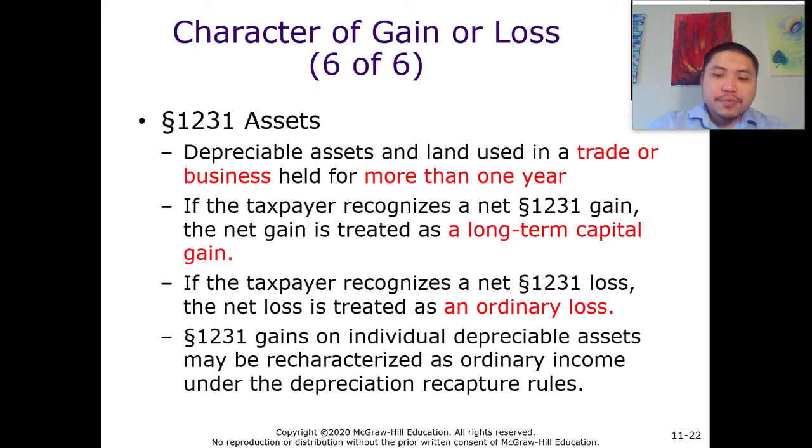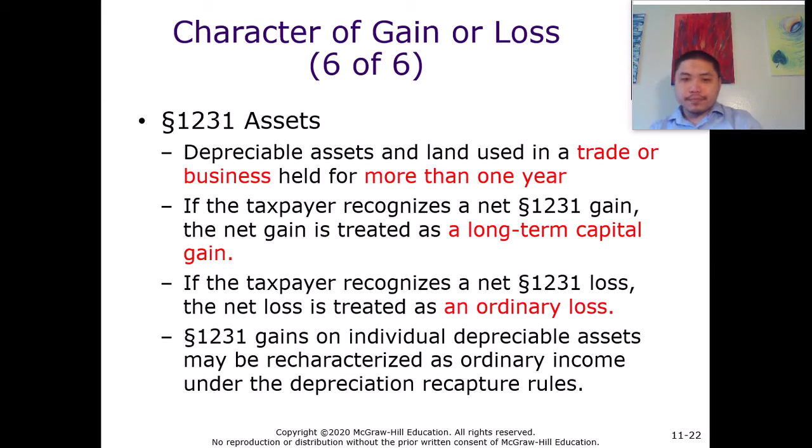So again, if you remember the table I showed you a moment ago, Section 1231 assets include assets for trade and business that are held for more than 1 year. If the taxpayer sells a Section 1231 asset and records a gain, then the net gain is going to be treated as a long-term capital gain, which is taxed at a preferential rate. If the taxpayer recognizes a 1231 loss, then the net loss is going to be treated as an ordinary loss, which is pretty good. So they can offset the ordinary income and bring down the ordinary income rate.